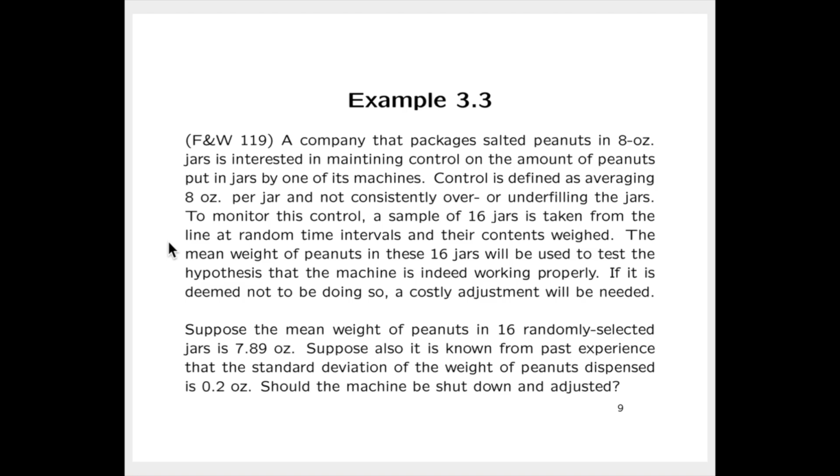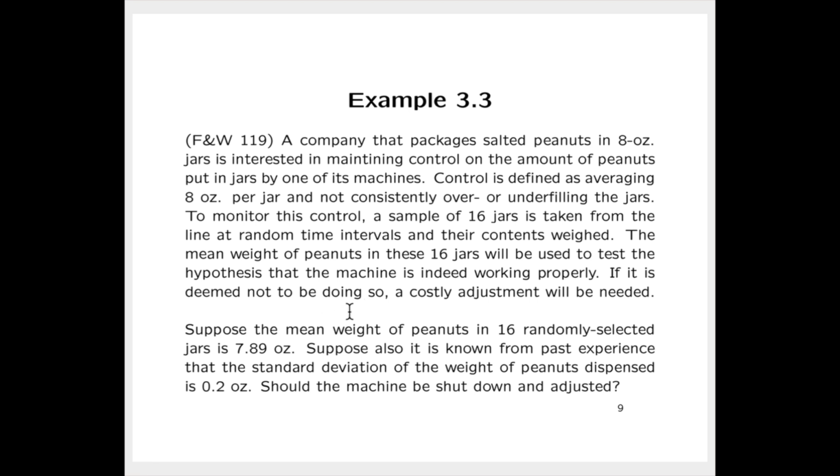Now, to monitor this control, what they're going to do is select a sample of 16 jars taken from the line at random time intervals and weigh the contents. And then the sample mean weight of peanuts in those 16 jars will be used to test the hypothesis that the machine is indeed working properly. So we are going to draw an inference, a conclusion about the process, about the population of jars that are being filled, using the data that we have from this sample of 16 jars.